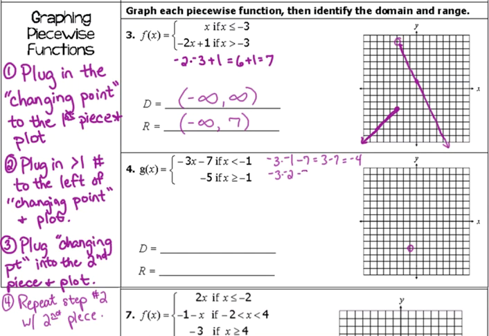-3 times -2 minus 7. You could have plugged in -3. You could have plugged in -4. It's easy, just pick one that's a little bit closer. All right, so -3 times -2 is 6. 6 minus 7 is -1. So the point -2, -1.